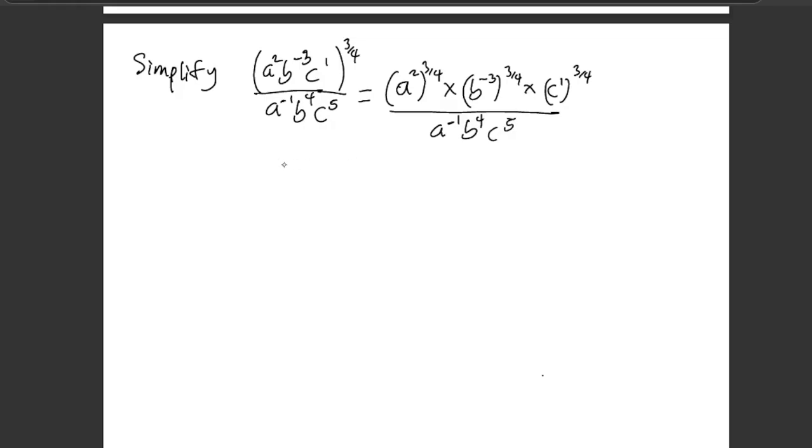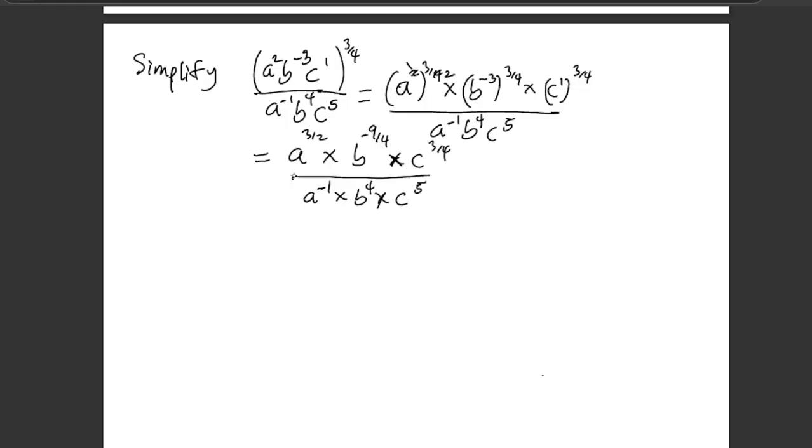Then all over a to the power minus 1, b to the power 4, c to the power 5. And this is now equal to a to the power, we can simplify 2 in 4, is 2. Thus we have 3 over 2, times b to the power minus 3 times minus 3 over 4, and minus 3 times minus 3 is plus 9. We have 9 over 4, then times c to the power 3 over 4, then over a to the power minus 1 times b to the power 4 times c to the power 5.